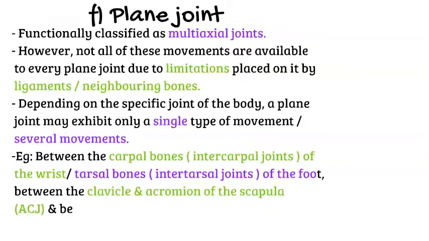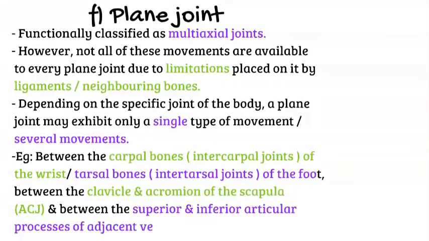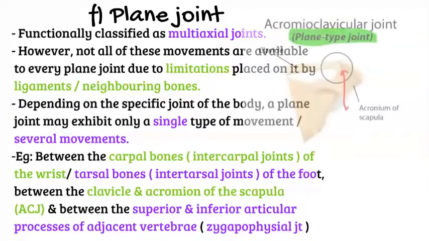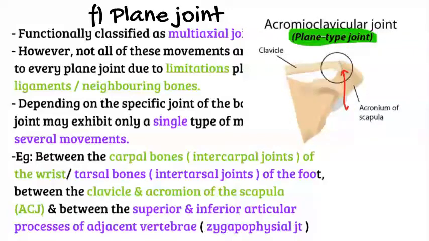Example, between the carpal bones or intercarpal joints of the wrist, or tarsal bones, intertarsal joints of the foot, between the clavicle and acromion of the scapula, ACJ, acromioclavicular joint, and between the superior and inferior articular processes of adjacent vertebrae, zygapophyseal joint. This picture illustrates the acromioclavicular joint as a plane type of joint.